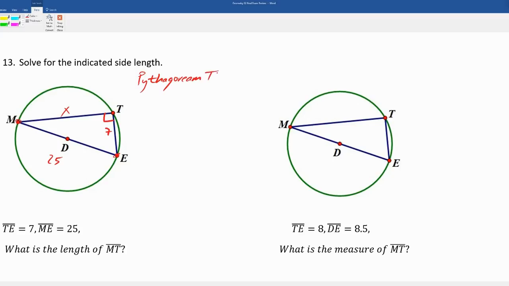Pythagorean theorem. He wasn't just a mathematician or a philosopher, he was also a cult leader. Yeah, crazy.